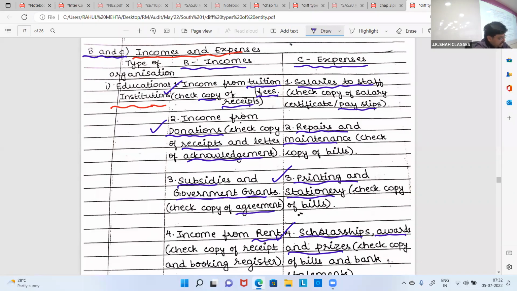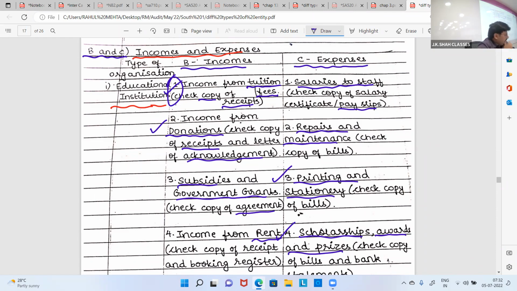For example, if I tell you about this first one, how will you write? How will you form a statement? Can you tell me? Income from education institutions are as follows, and then you get expenses from education institutions. But then how will you make a statement? You'll write like this: income from tuition fees, dash, like that.